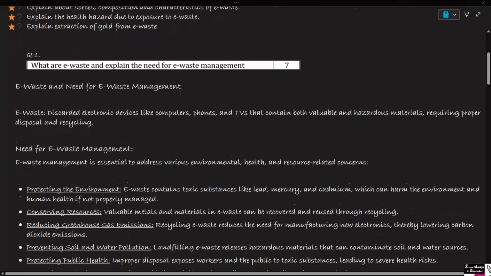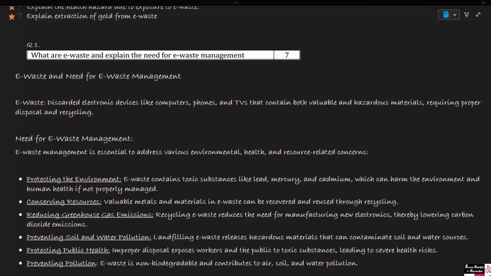Basically, Module 5 is full of theory questions and only about e-waste management. So it is important to remember just the key points, like I have underlined the points. These are very important, and the invigilator also notices the points and moves further for the invigilation. So, e-waste is discarded electronic devices like computers, phones, and TVs. Basically, a non-working electronic device is considered as e-waste.